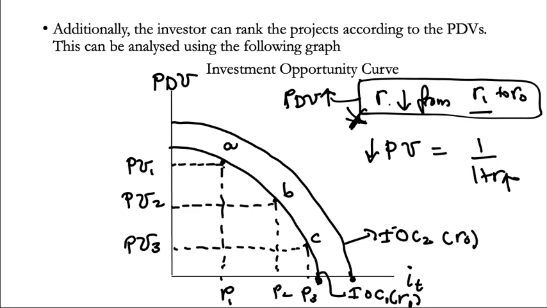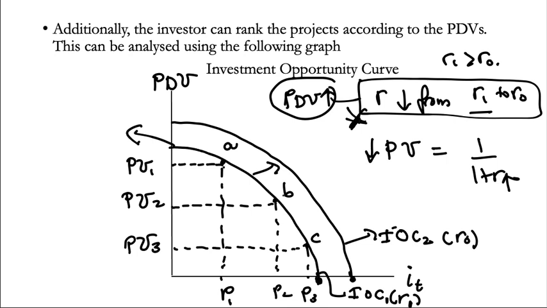When interest rate falls down from R1 to R0, such that R1 is more than R0, then we know that present discounted value increases. Okay, so the curve shifts outward. But like I said earlier, if you look at the investment opportunity curve, it behaves like PPC.